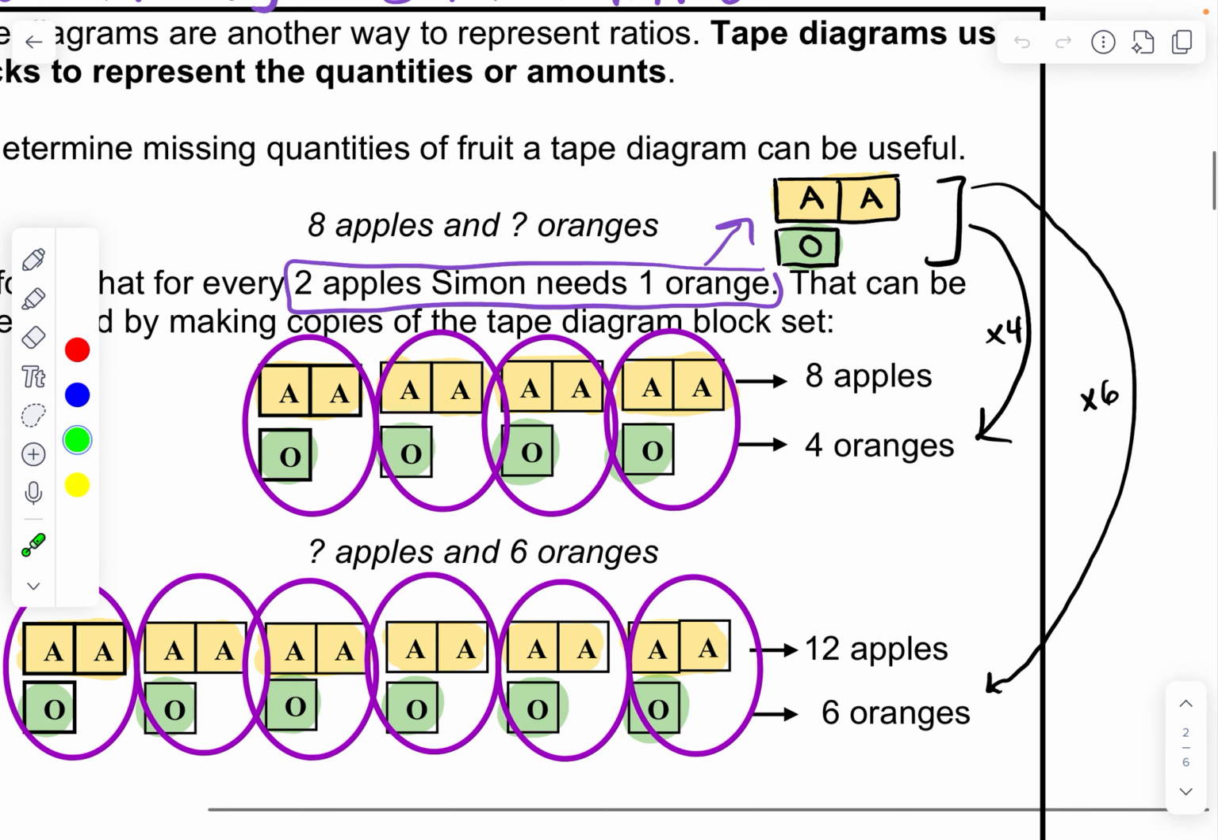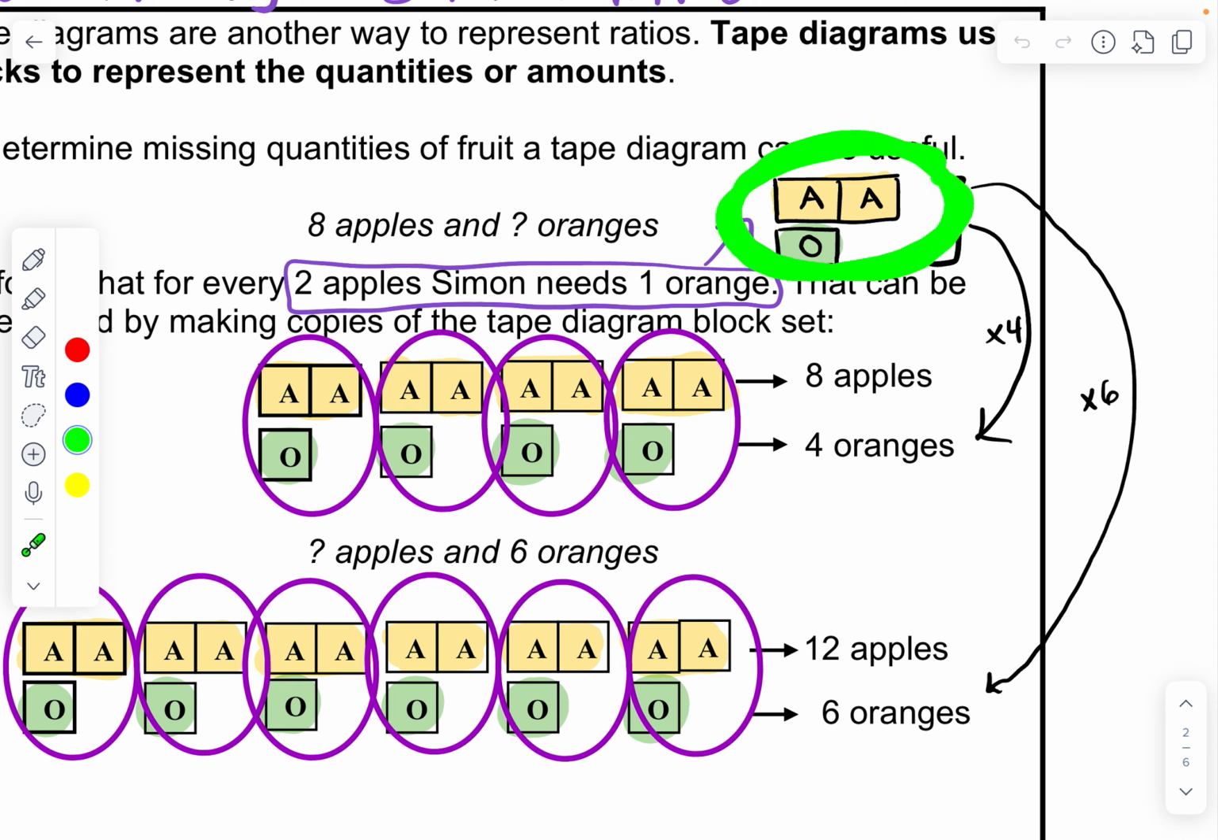For every 2 apples, you can see here, there are 2 apples in yellow. Anytime I have 2 apples, I also have 1 orange. They go together. This is 1. But I now have to use this tape diagram to figure out what happens when I actually have 8 apples.